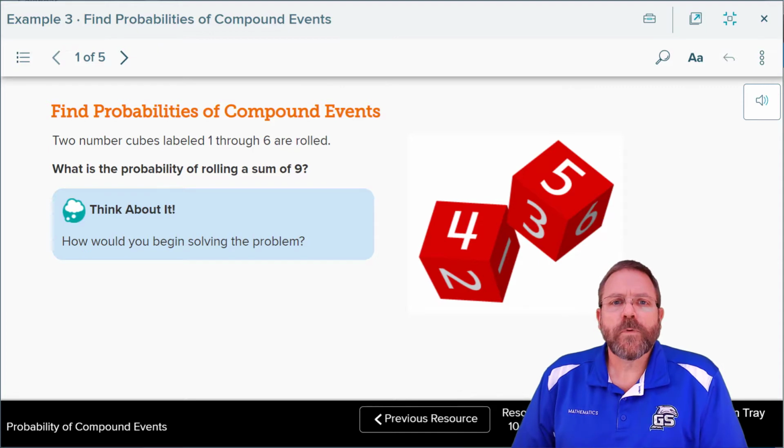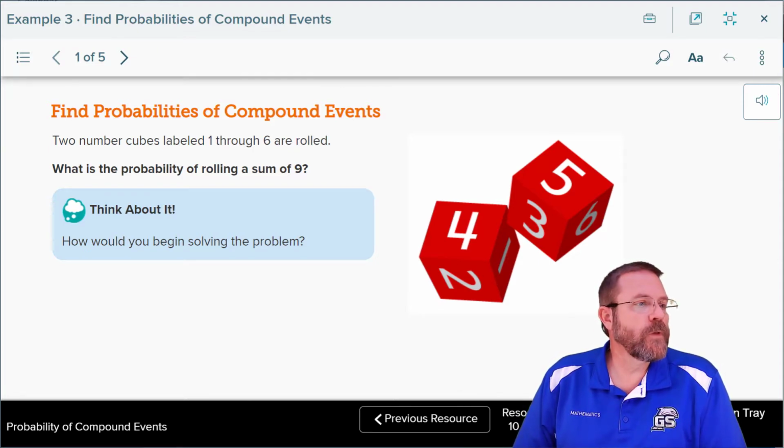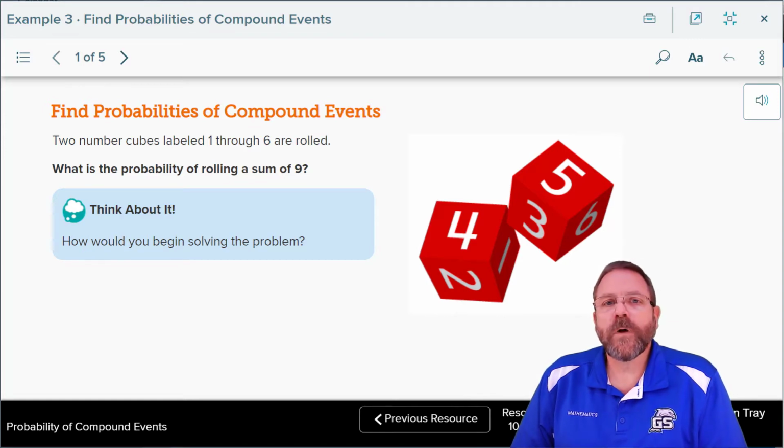For example number 3, we have 2 number cubes. Both of them are numbered 1 through 6. And it wants to know what's the probability of rolling a sum of 9, with sum, of course, being the answer to an addition problem. So what's the probability of all the rolls combined adding up to equal 9?